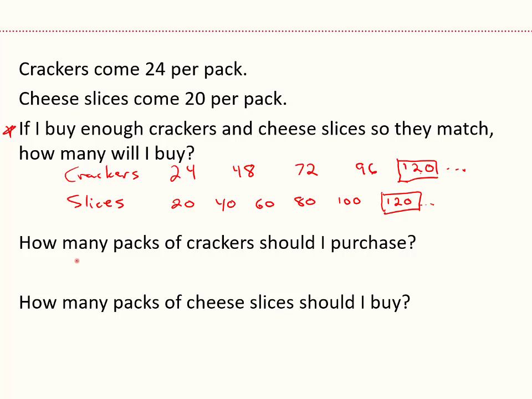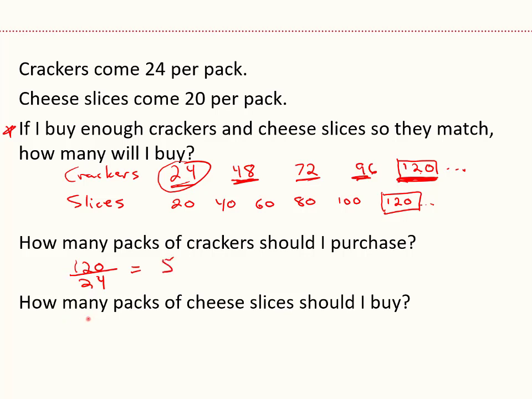So at this point, we need to take our 120 and think, how many times does 24 go into 120? How many of those do I need? Now, from the list above, we can see it's 1, 2, 3, 4, 5 packages. Or we could figure this out as 120 divided by 24 equals 5.